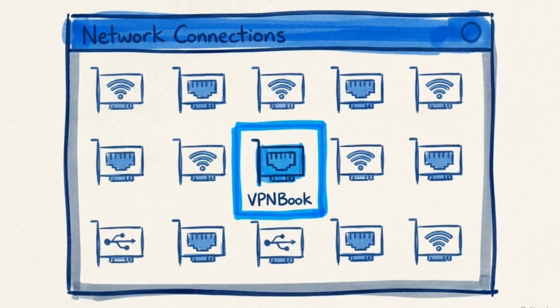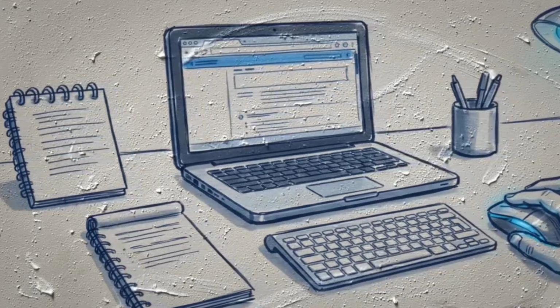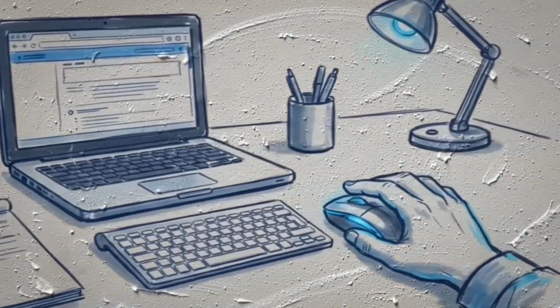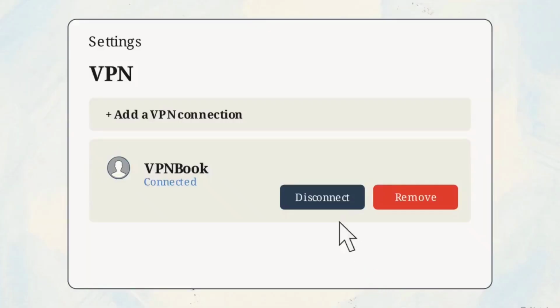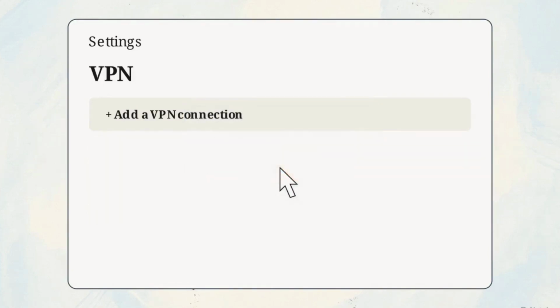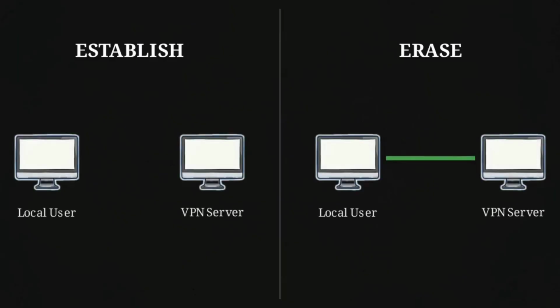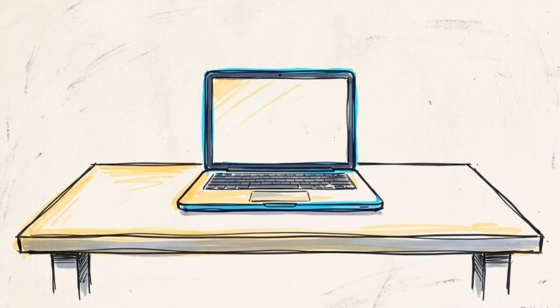If you need to inspect the protocol properties later, you can find them under Change Adapter Options. Maintaining a clean system also requires knowing how to remove these connections when they are no longer needed. To delete the profile, return to the VPN settings, click Disconnect, and then select Remove. Managing your own VPN profiles allows you to establish and erase tunnels on command, returning the operating system to its default state in seconds.